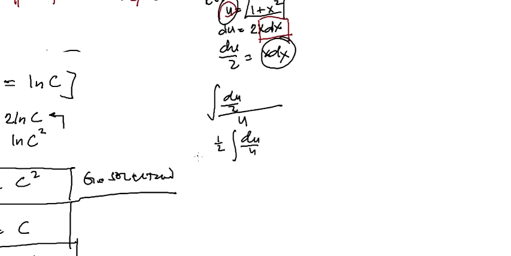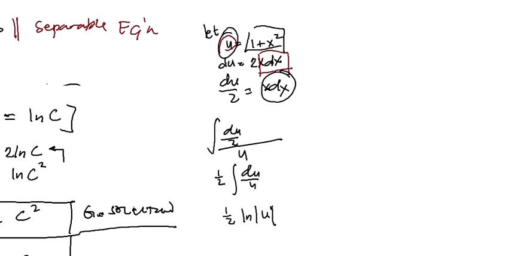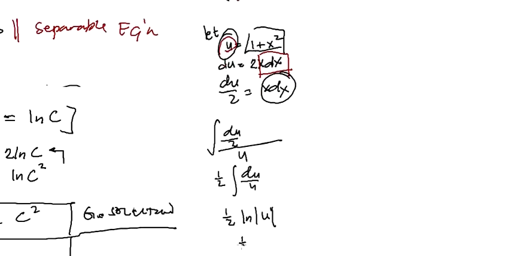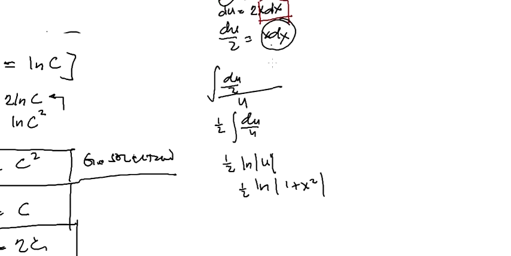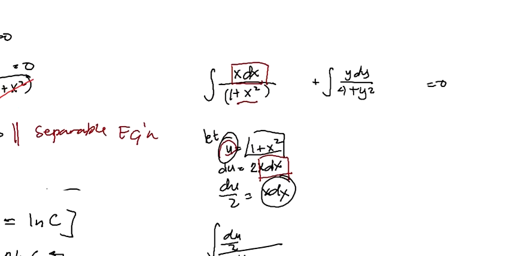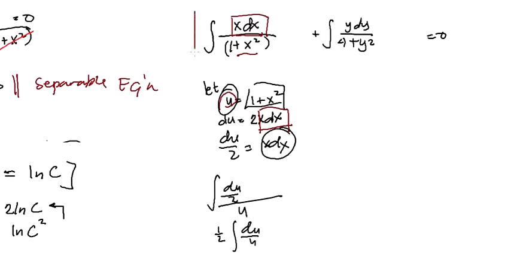And by integrating this part, du over u is ln of u. So we have 1/2 ln of u. And then we need to bring back the value of our u, which is 1 plus x squared. So we have 1/2 ln of 1 plus x squared. Then this is now our integral for our first part, x dx all over 1 plus x squared.